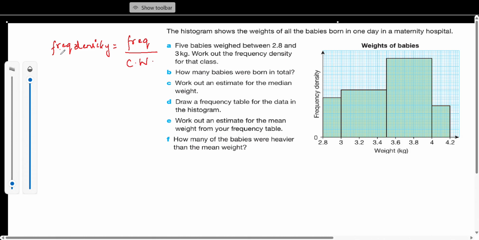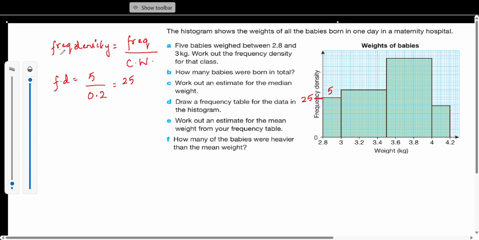Now it says 5 babies weighed between this, which means the frequency of this particular bar is 5. So the frequency density should be 5 divided by 0.2, since 2.8 to 3 is just 0.2. 5 divided by 0.2 is 50 divided by 2, which is 25. Since the y-axis doesn't have a scale, our first job is to find out what marking this bar is, and we got that it is 25. If you notice, there are 5 small grids which make up 25, which means every small grid is 5 each.